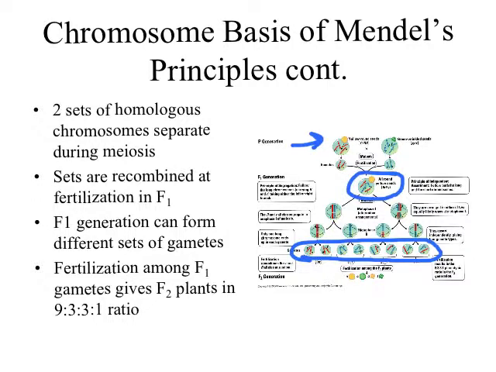together in fertilization randomly to make an F2 generation with a lot more different combinations than we saw previously. In fact, these combinations again come together in a nice ratio, 9, 3, 3, 1. 9 being homozygous dominant, the 1 being homozygous recessive, and the 3 a combination of the 2 in between.